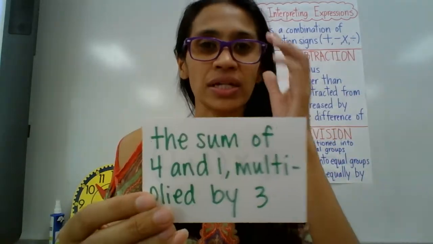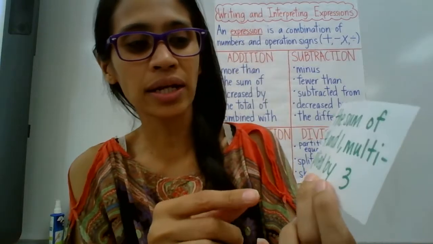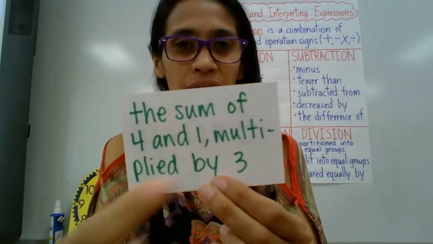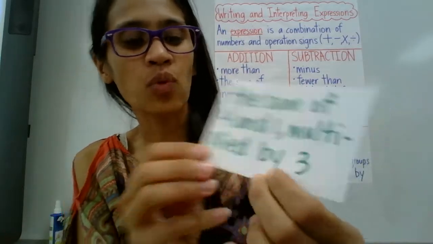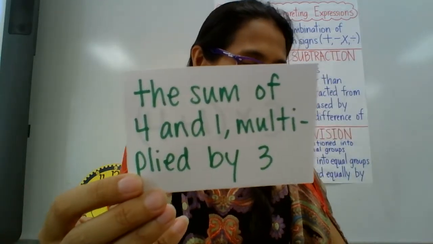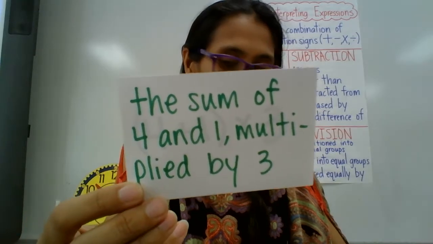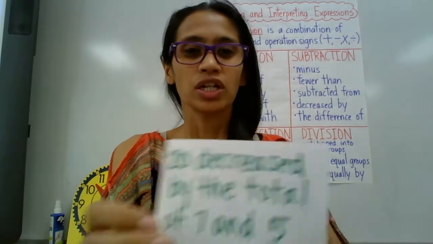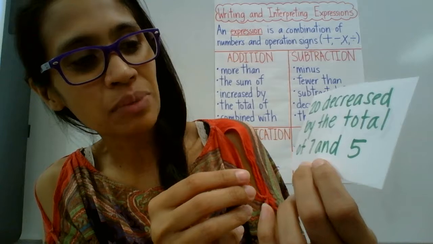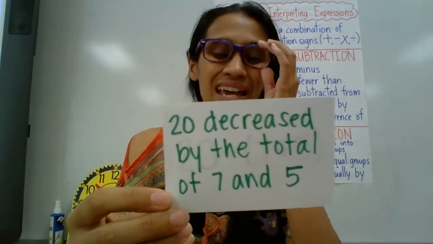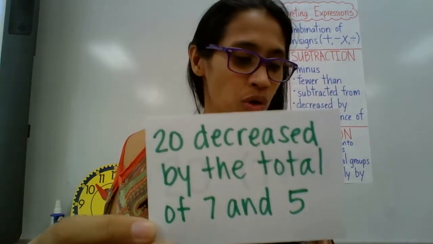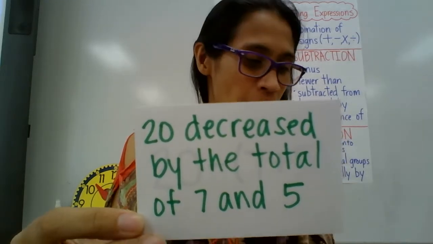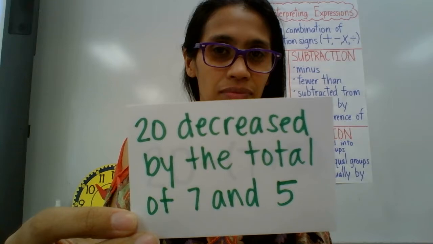All right. The sum of 4 and 1 multiplied by 3. And sorry that got cut off. I have to put it on the next line. The sum of 4 and 1 multiplied by 3. All right. The next one. 20 decreased by the total of 7 and 5.